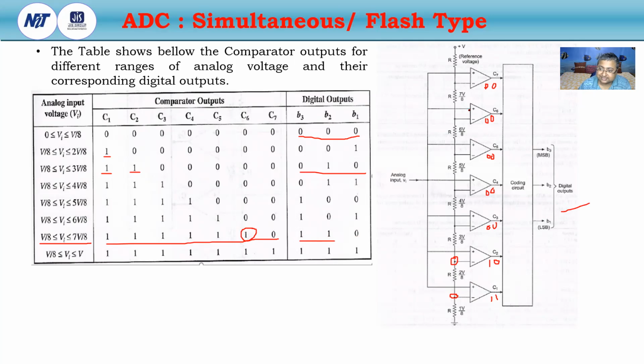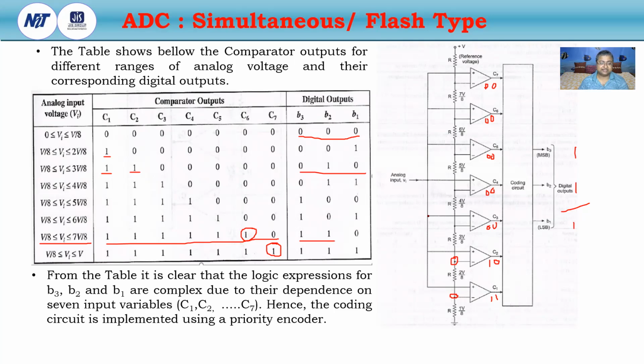When it is greater than 7V/8 and less than V, the reference voltage, then what happens? All the comparator outputs will be logic 1. And according to the priority encoder, we will get 7, that is 1, 1, 1. So this is the basic principle of the flash type AD converter.